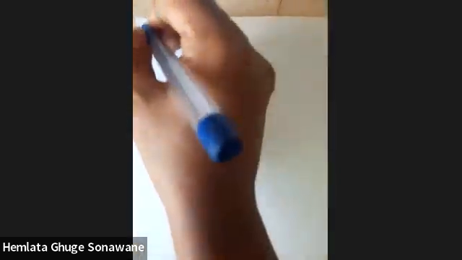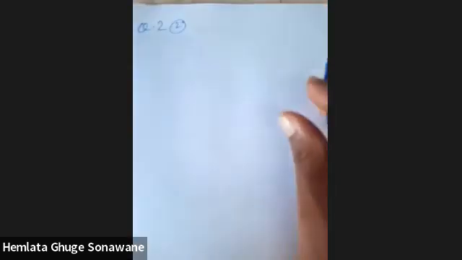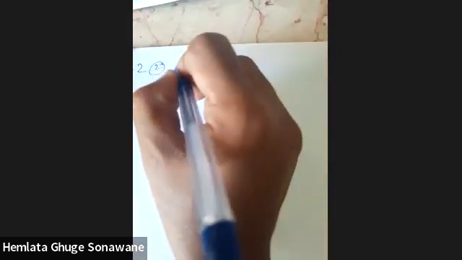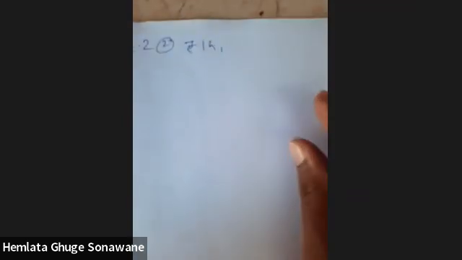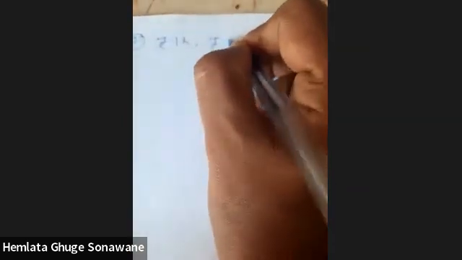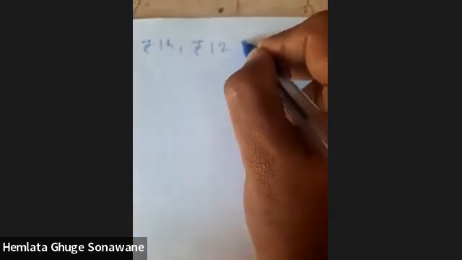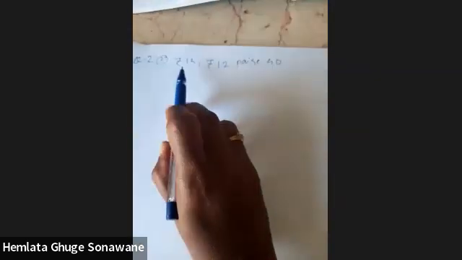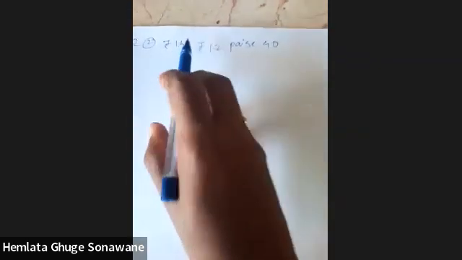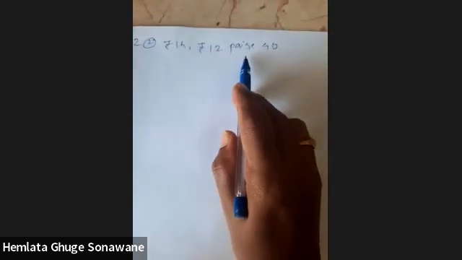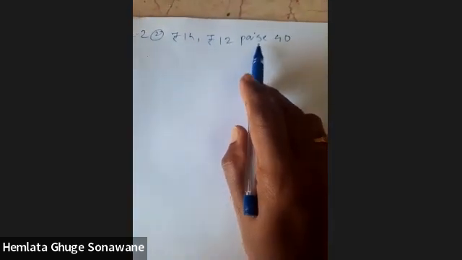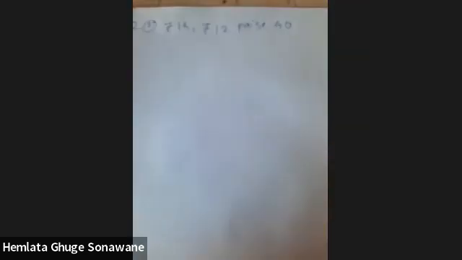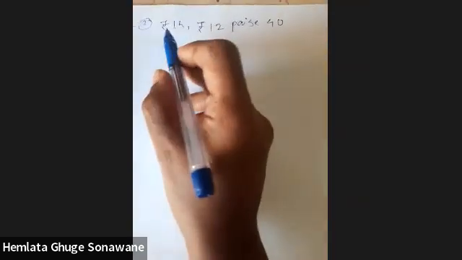Second example, rupees 14 and rupees 12 and 40 paise. These two quantities are given, that is rupees 14 is one and another is rupees 12 and 40 paise. Now we have to convert rupees into paise. We have to convert the numbers into the smallest unit.